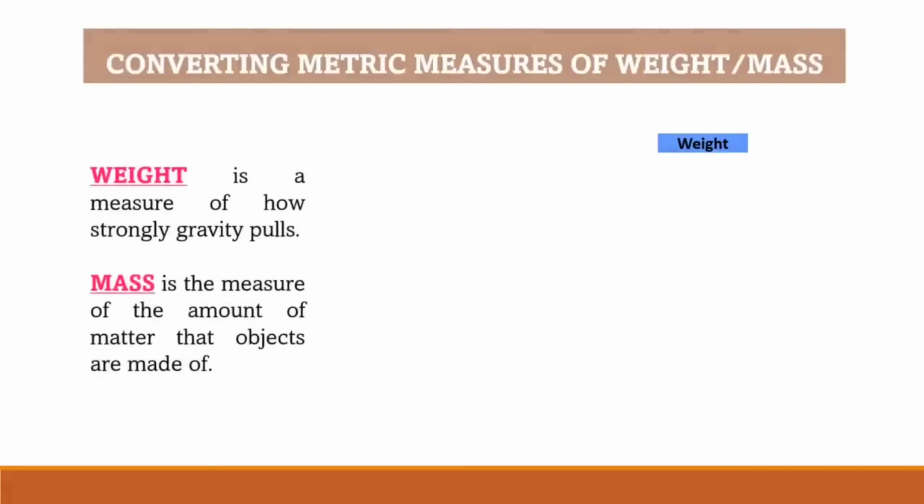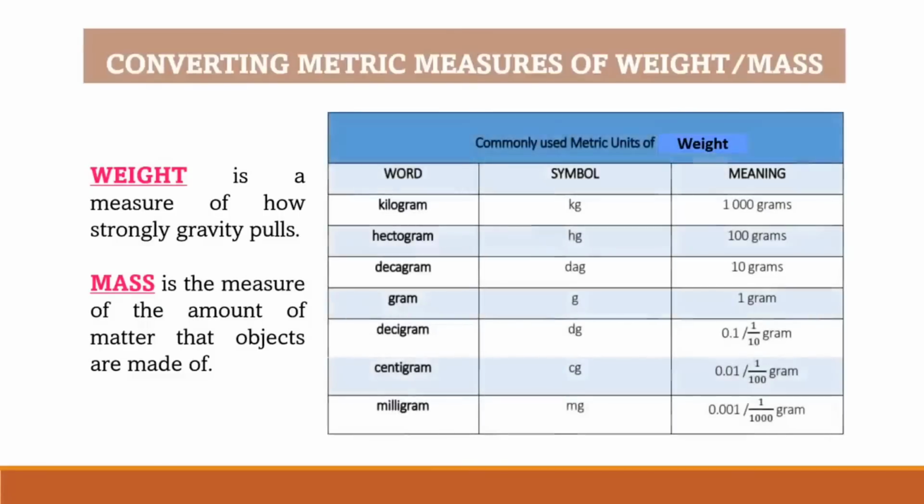This time, let us try to convert metric measures of weight or mass. Weight is a measure of how strongly gravity pulls, while mass is the measure of the amount of matter that objects are made of. And here are the commonly used metric units of weight. Again, we have the prefixes kilo, hecto, deca until milli, but this time our base unit is gram.